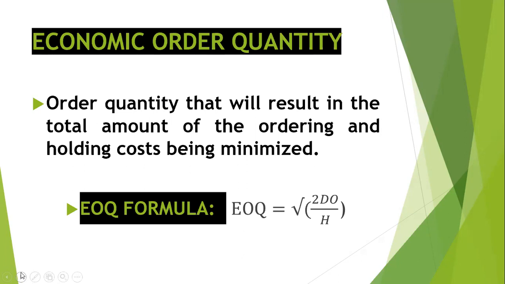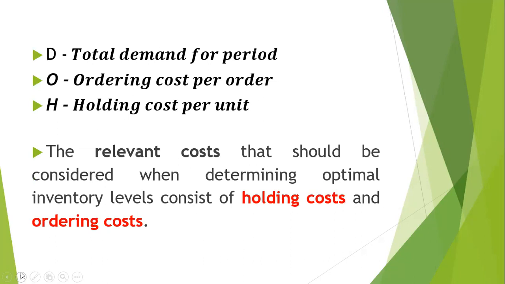To calculate EOQ, there is a formula we use, and this formula is square root 2DO over H. So we have to get the square root of 2DO over H, where D stands for the total demand for the period, O is the ordering cost per order, H is the holding cost per unit. Those are the variables in the EOQ formula.